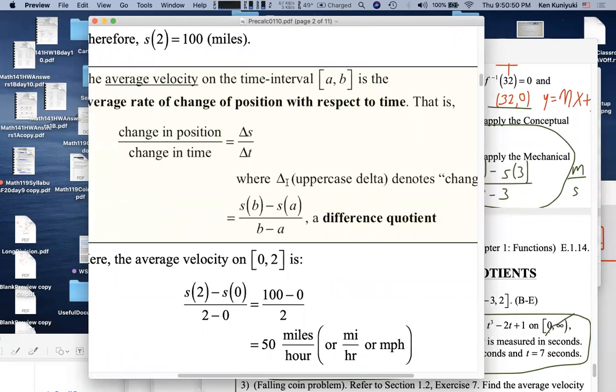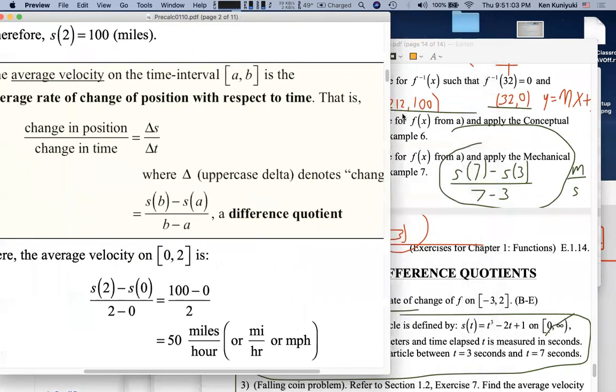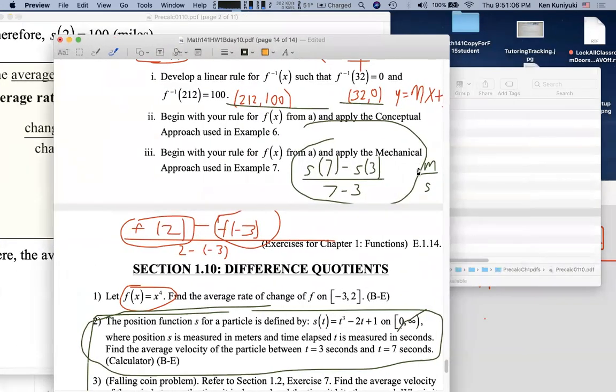Because remember, average velocity is the rate of change of position with respect to time. So the dependent function is specifically a position function, S. Okay, but it's the same idea as before. Okay, meters per second.